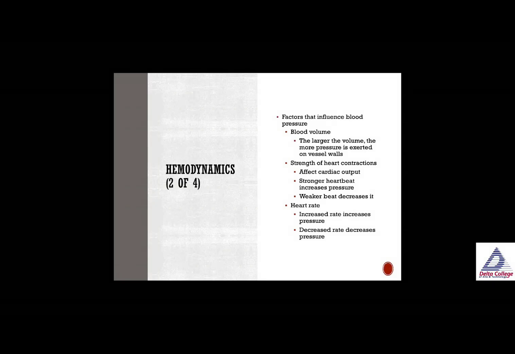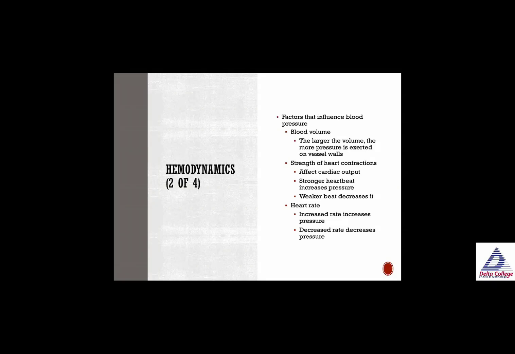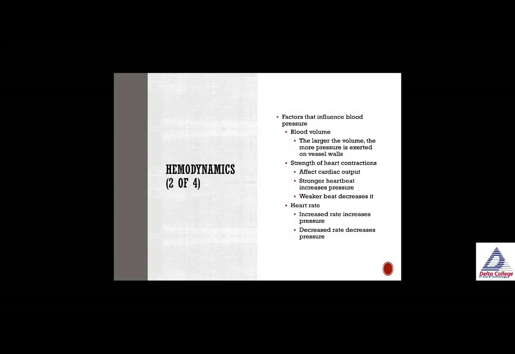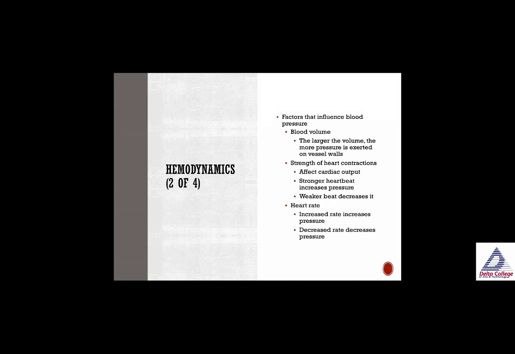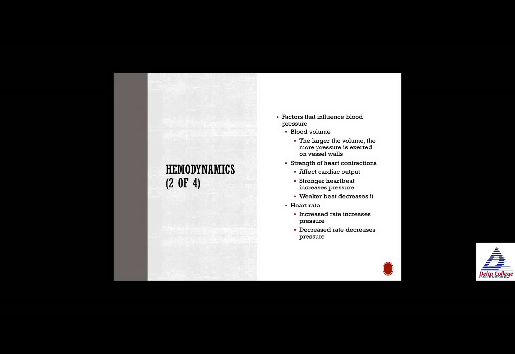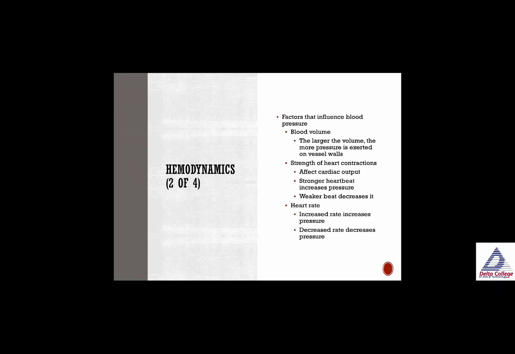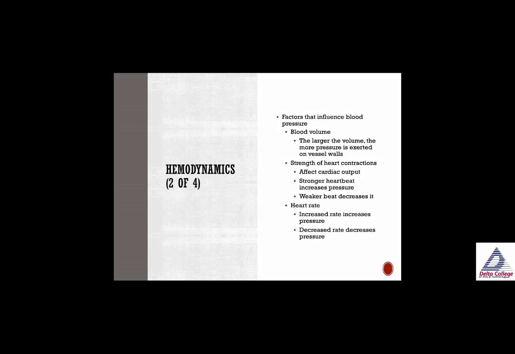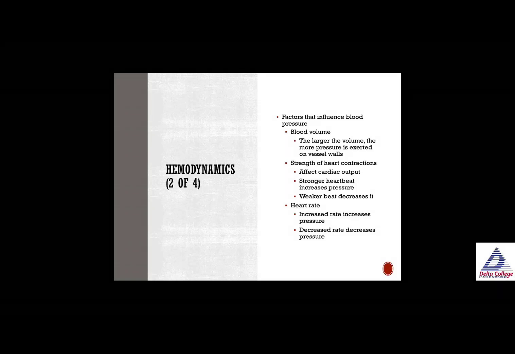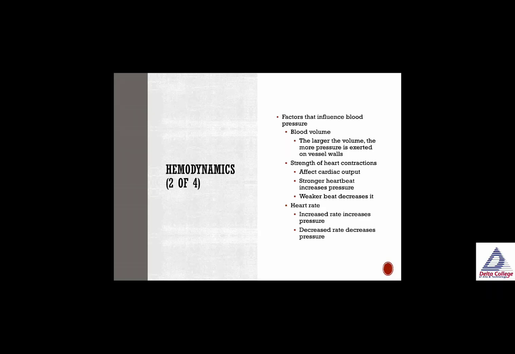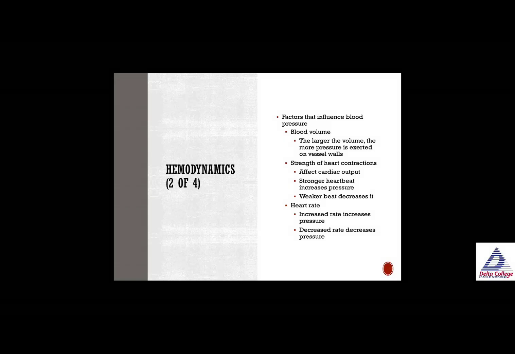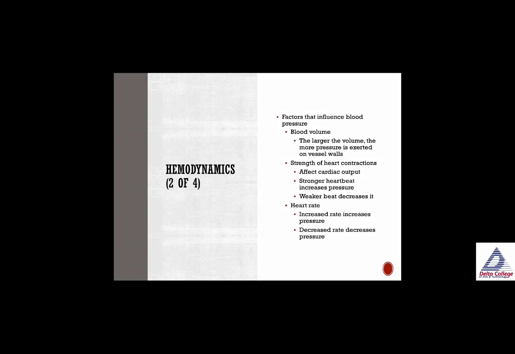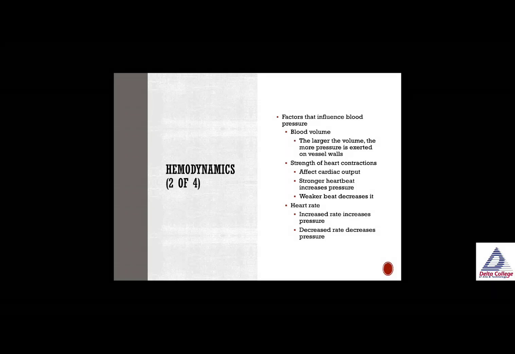Now, factors that influence the blood pressure. Blood volume, right? We have to have enough blood in our body. The larger the volume, the more pressure is exerted on the vessel walls. Strength of the heart contractions affect the cardiac output. So a stronger heartbeat increases pressure. A weaker heartbeat decreases blood pressure. Increased heart rate increases the pressure, and decreased rate decreases the pressure.